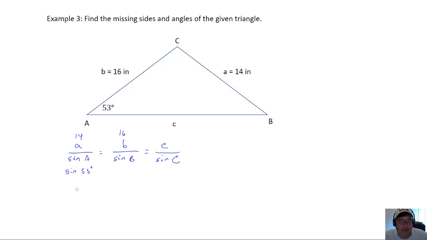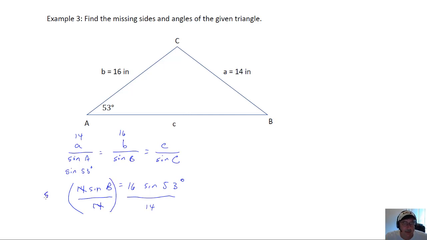So let's cross multiply these, and we'll get 14 times the sine of angle B equals 16 times the sine of 53 degrees. Divide both sides by 14, and we will get the sine of angle B is equal to 16 sine 53 degrees over 14. Now guess what time it is, ladies and gentlemen? To get that second angle, we are going to use what? Take the inverse sine of both sides, or the arc sine, or what Young likes to call the angle getter.